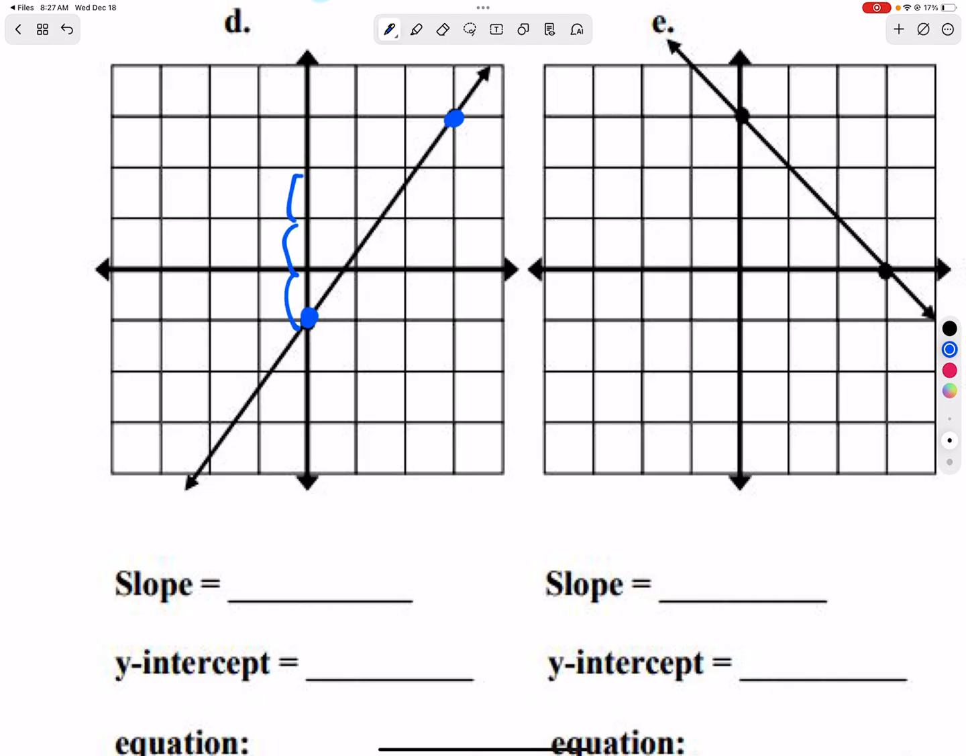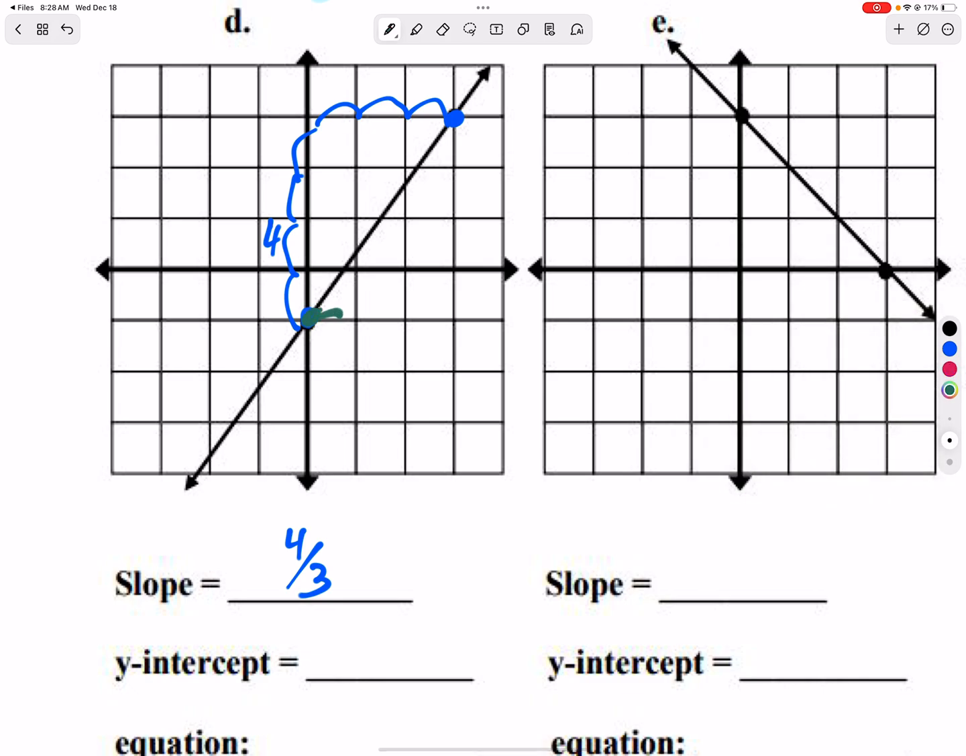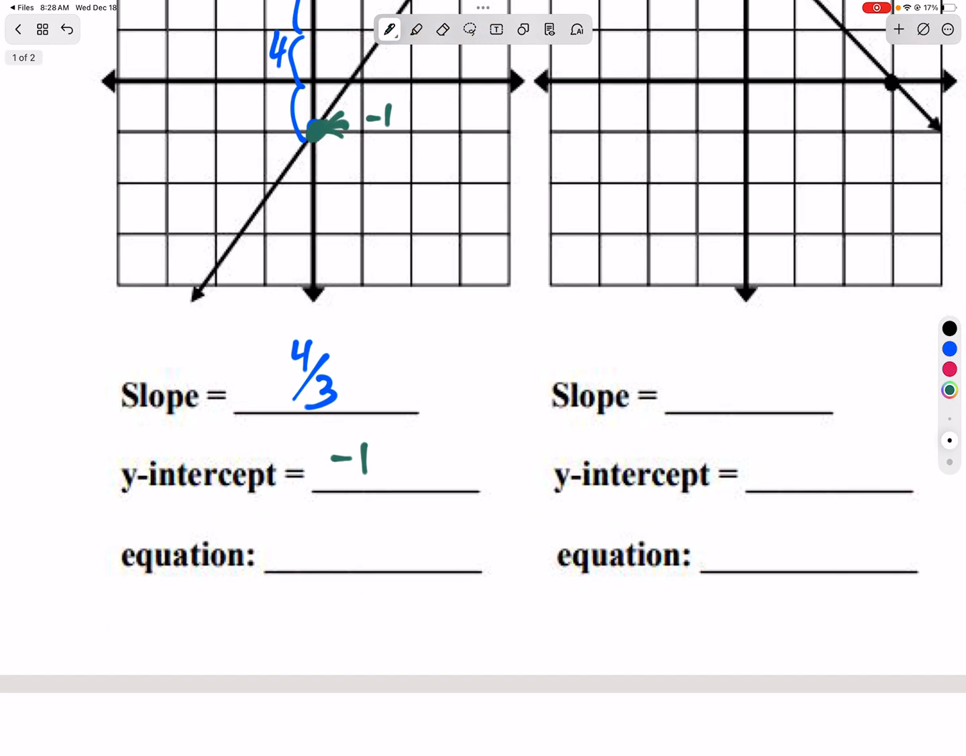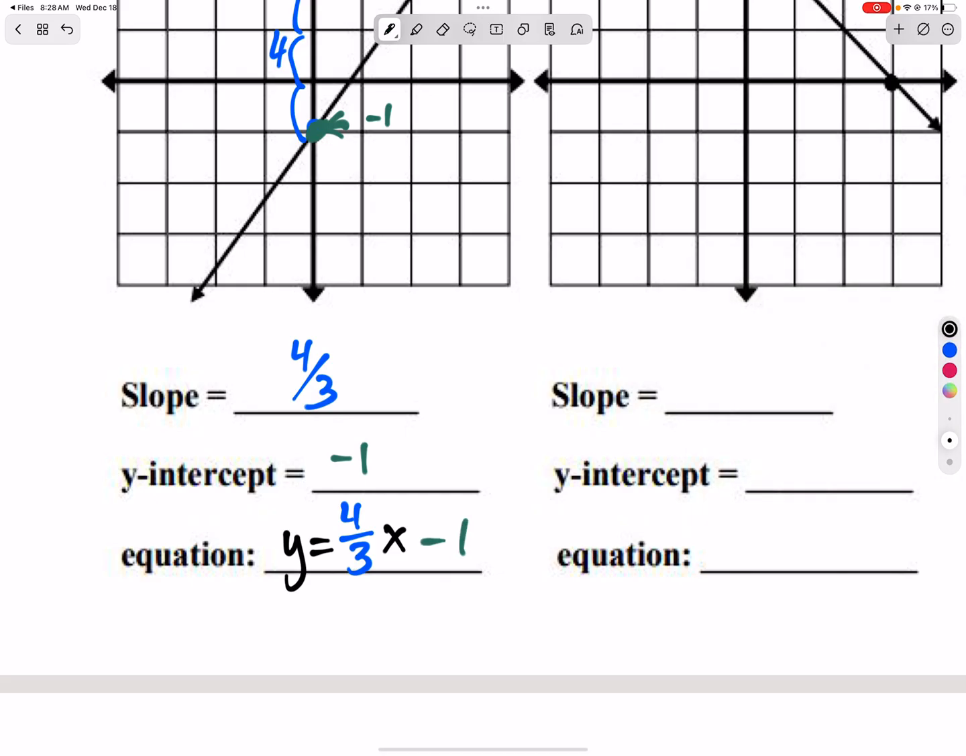All right, so we got up 1, 2, 3, 4. To the right, 1, 2, 3. So my slope is 4/3. And my y-intercept right here, that's at -1. So I have a -1 here. So when I write this, I've got y equals 4/3 x and then -1. So my end result, y equals 4/3 x -1. Beautiful.